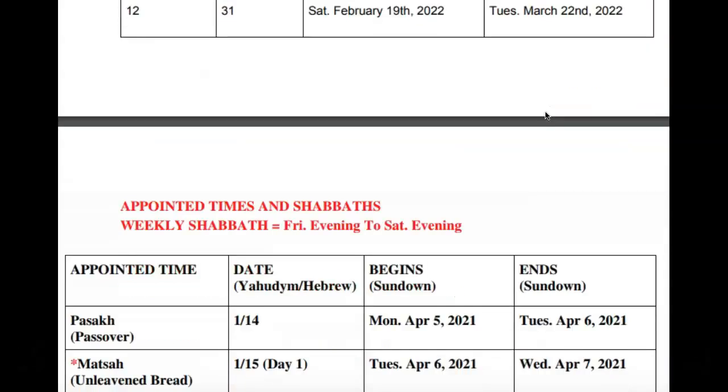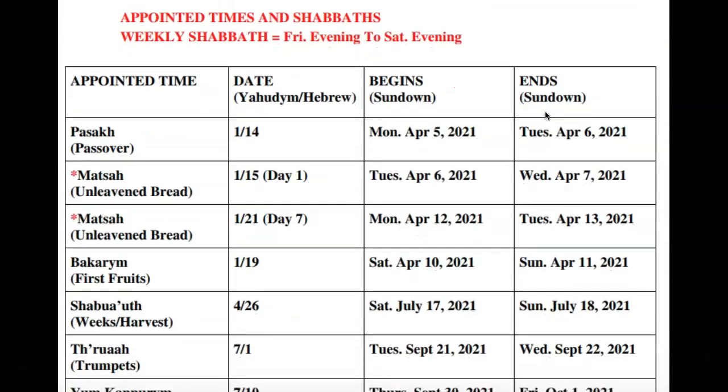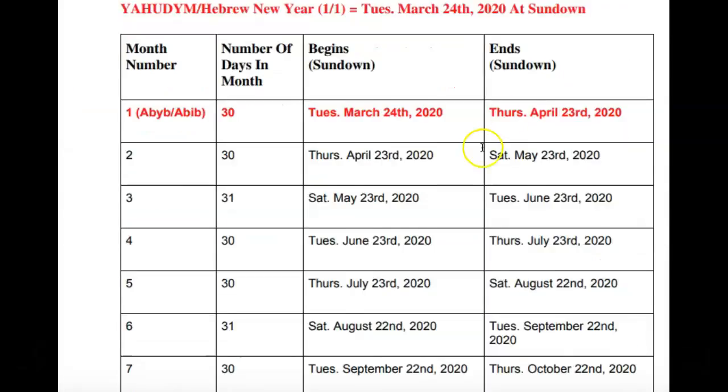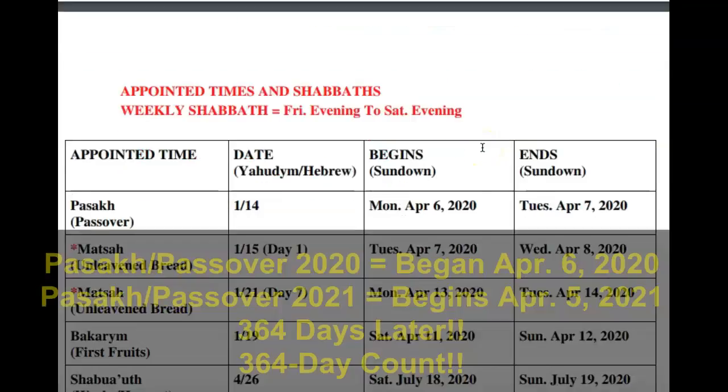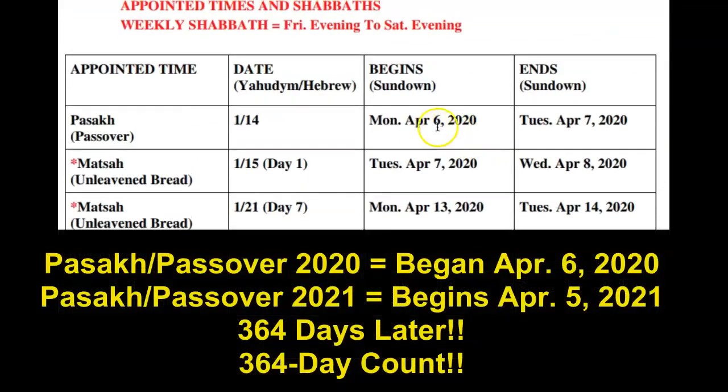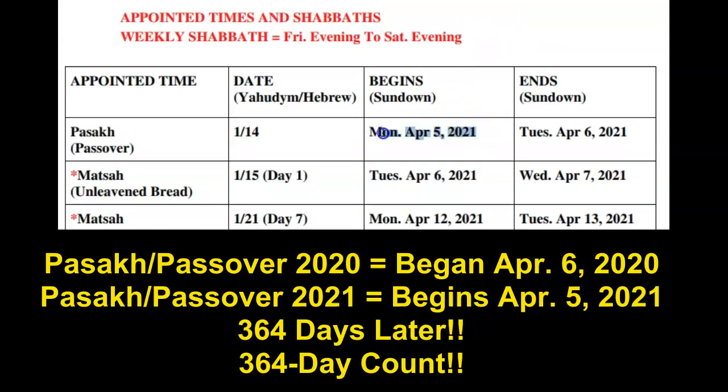364-day calendar. And then even when it comes to the appointed times, we see that when it came to 2020 specifically, Passover was on April 6, 2020 of this year. Well, if you add 364 days to that, you get what day? You get April 5th, 2021 if you add 364 days.